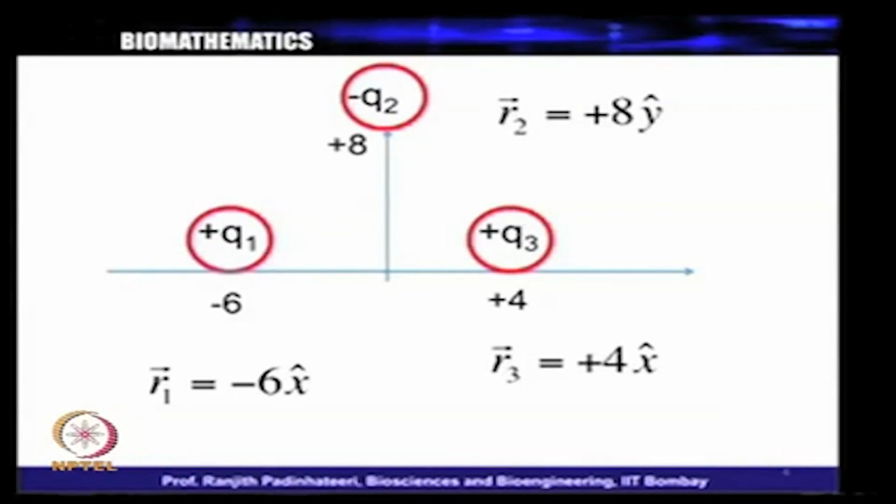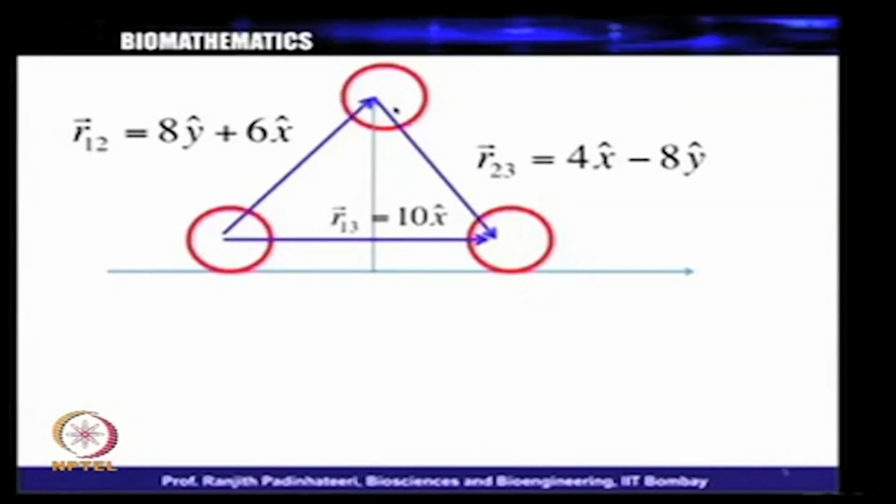This distance is shown here. What is shown here is basically r12. This is where we stopped in the last lecture. We calculated r12, the distance between the first charge and the second charge. R23 is the distance between the second charge and the third charge, and r13 is the displacement vector between the first charge and the third charge. All these are vectors, and there is a direction for all of them.